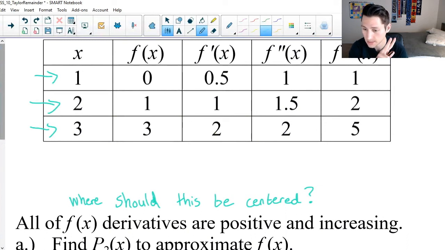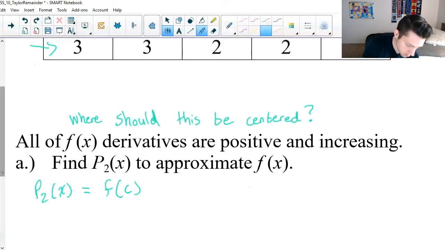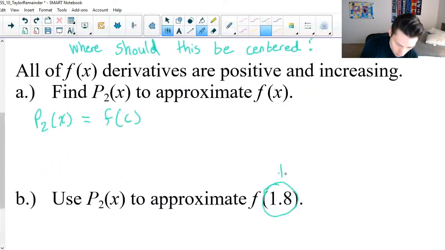Two. Absolutely. Okay. Yes, RJ. It would be best to center it at 2 because we're trying to approximate 1.8. Right? So always, to get our best approximation, we want it to be centered around some value that's the closest to the thing we're trying to approximate.